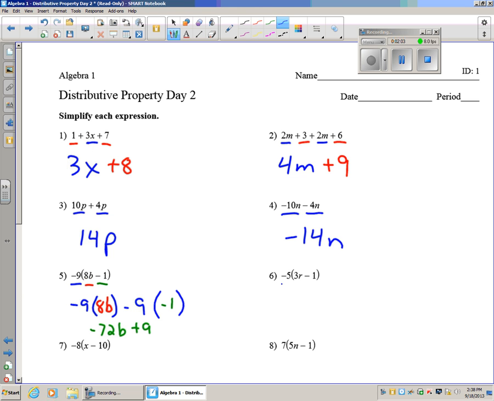Number 6, you have -5 that you're distributing to two separate things. The first term is 3r, and the second term is -1. So -5 times 3r is -15r, and -5 times -1 is positive 5.